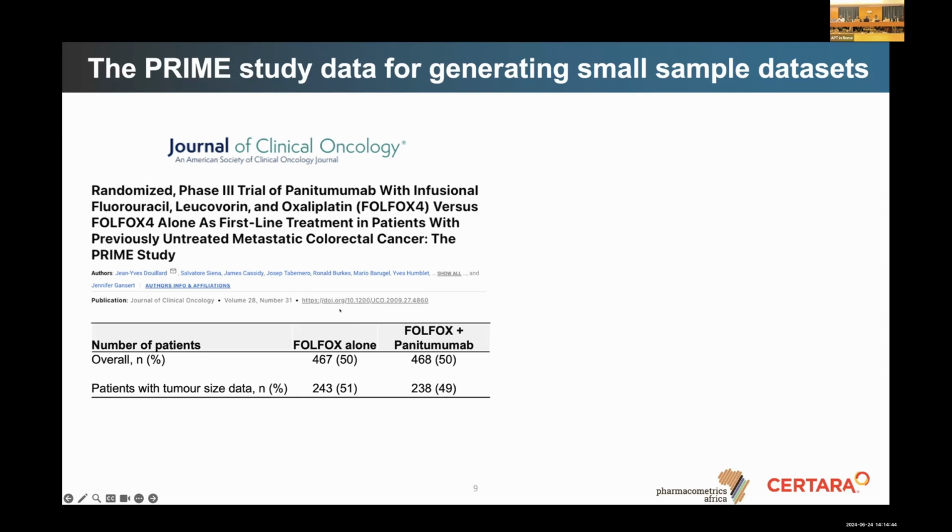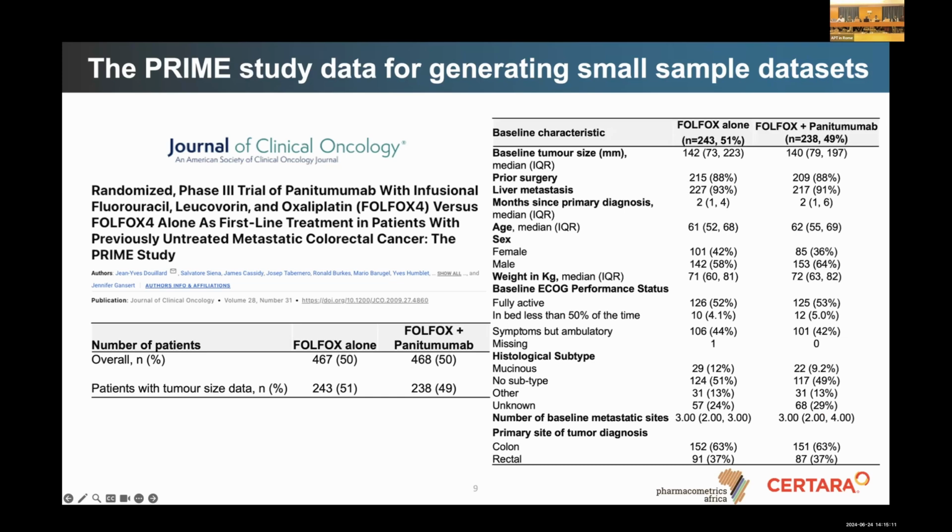Overall, the primary study has 467 patients in the control arm and roughly an equal number of patients in the experimental arm. But what we're interested in terms of data are those patients who have tumor size measurements as an outcome. And we have about 243 patients in the control arm versus roughly the same number in the experimental arm.